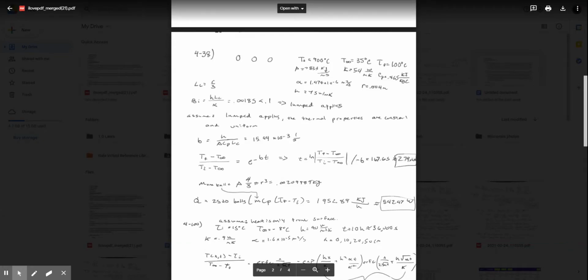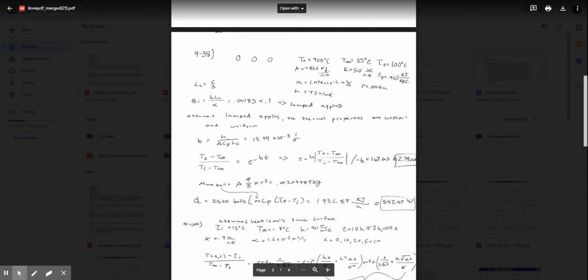For the first problem, we have a bunch of steel balls that are cooling down after being in a furnace, and we want to determine the heat transfer from 2,500 of these balls. In order to do this, we need to determine if lumped analysis applies by finding the Biot number. In this case, the Biot number is 0.00185, which is less than 0.1, therefore lumped analysis applies.